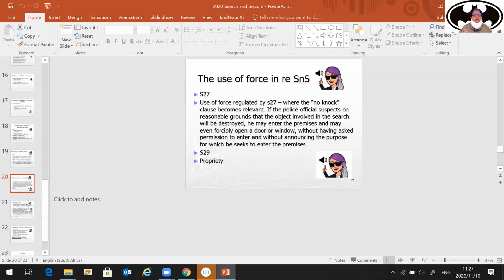So section 27 is what we call the no-knock clause, where in your mind you're thinking, oh, police busting down doors and breaking open windows and battering rams and that sort of thing. And essentially that is what it is.